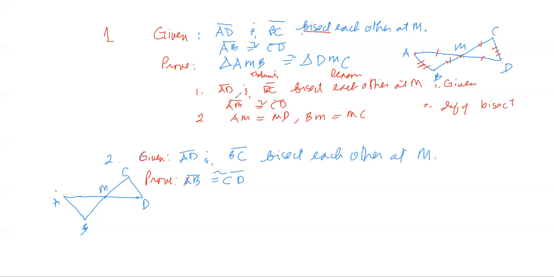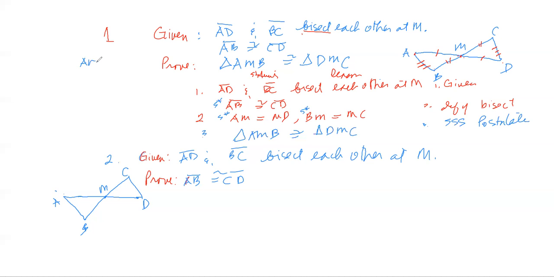Now, if you will notice, this is already one pair of corresponding sides congruent, and this is another pair of congruent sides, and this another pair of congruent sides. In other words, I already have all the corresponding sides congruent. Now, I can say that triangle AMB is congruent to triangle DMC. My reason here is what? SSS postulate.